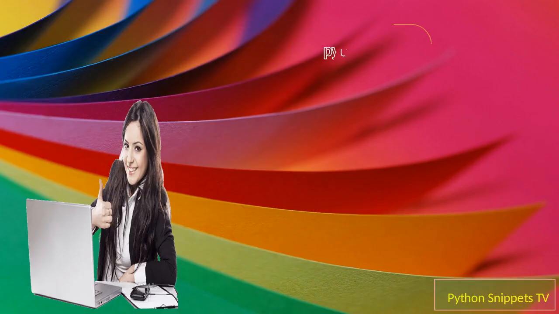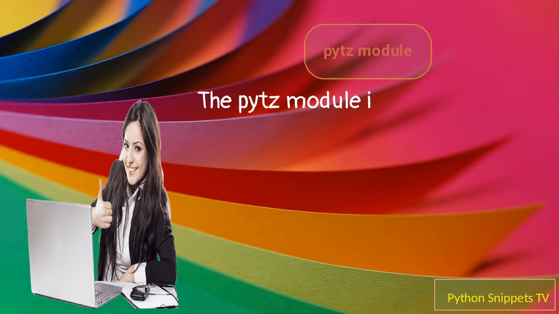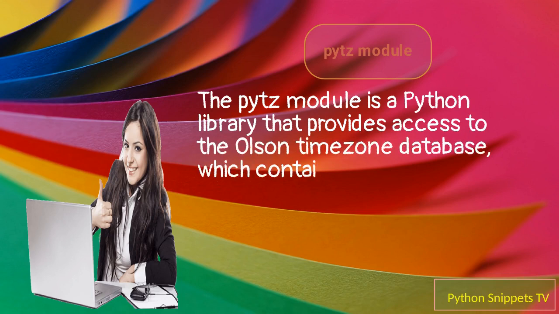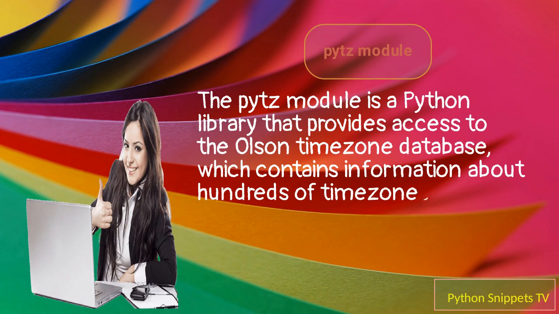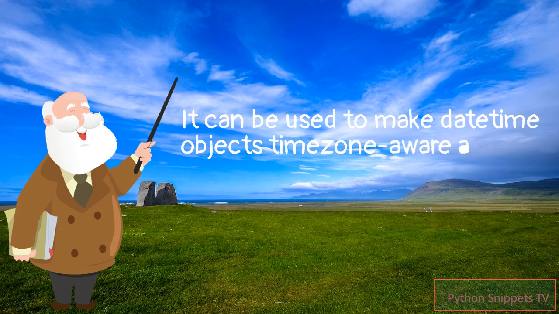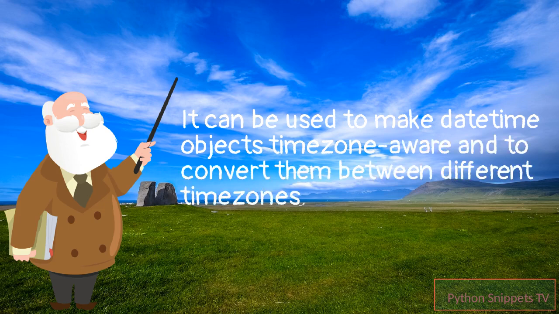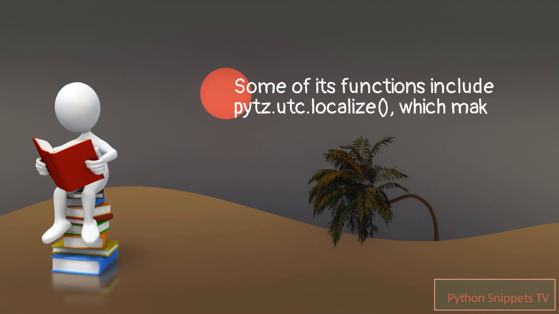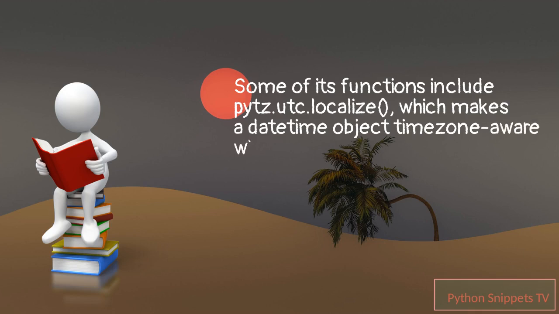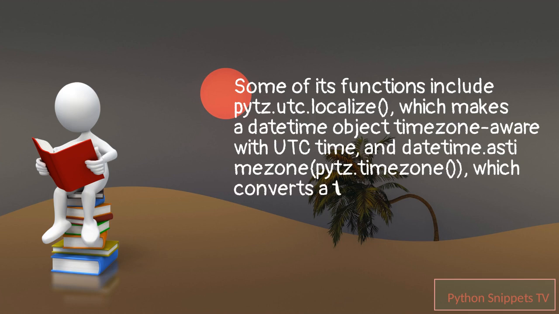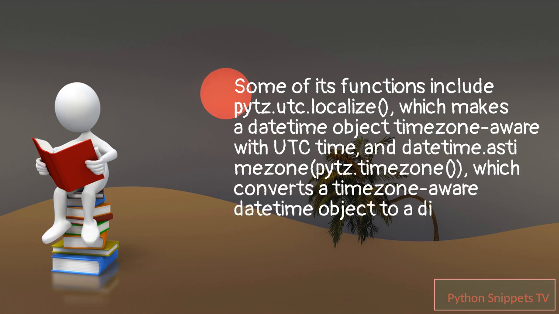How can the pytz module be used to work with time zones in Python? The pytz module is a Python library that provides access to the Olson Time Zone database, which contains information about hundreds of time zones around the world. It can be used to make datetime objects time zone aware and to convert them between different time zones. Some of its functions include pytz.utc.localize, which makes a datetime object time zone aware with UTC time, and astimezone with pytz.timezone, which converts a time zone aware datetime object to a different time zone.